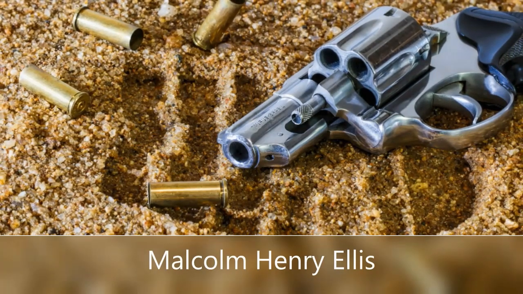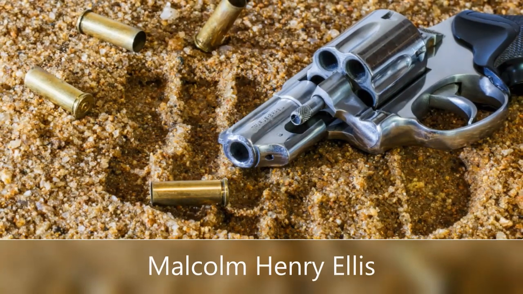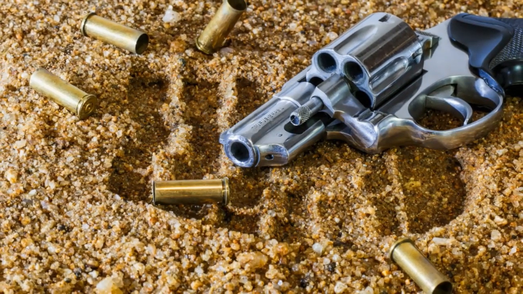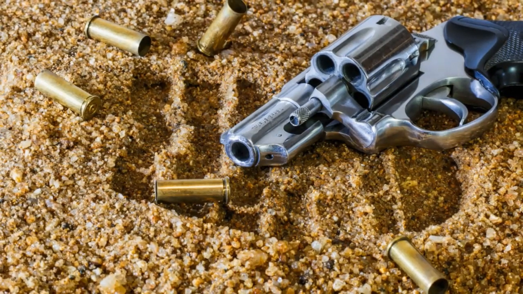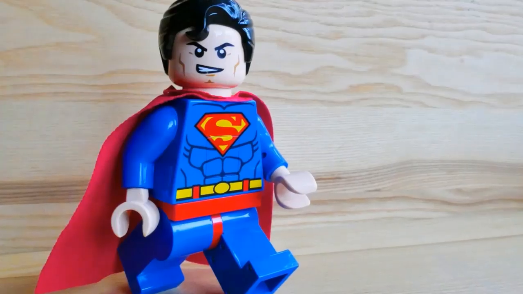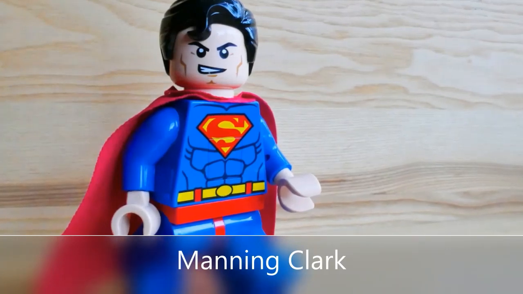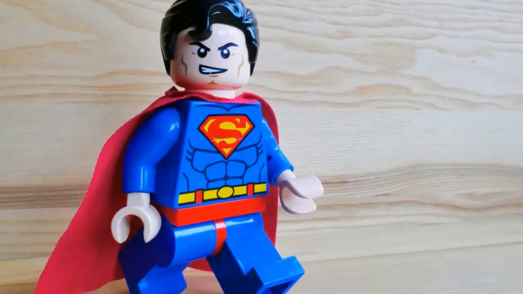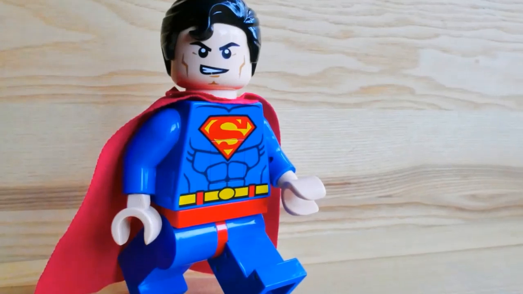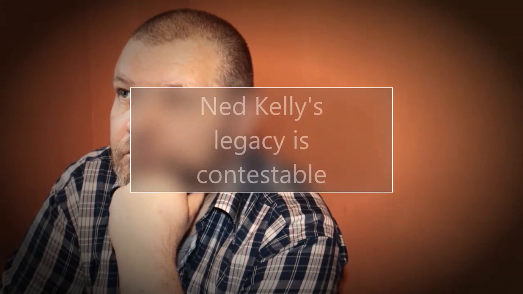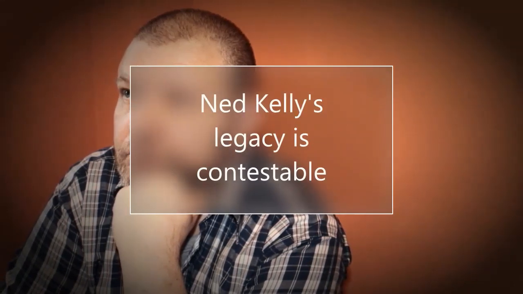One historian, Malcolm Henry Ellis, has looked at the available evidence and has concluded that Ned Kelly was simply a violent criminal who used force to get his way. However, another historian, Manning Clark, looked at the same surviving sources, and he concluded that Ned Kelly was a hero that should be praised for standing up to injustice. As both interpretations come from reliable academics, it is clear that Ned Kelly's legacy is also a contested topic.